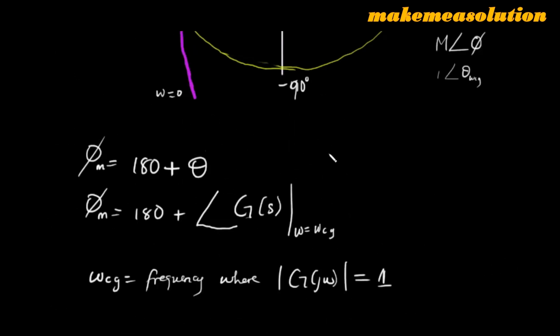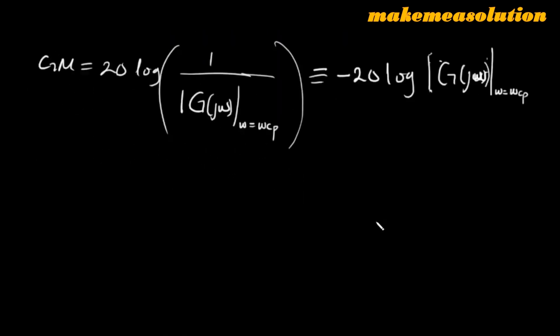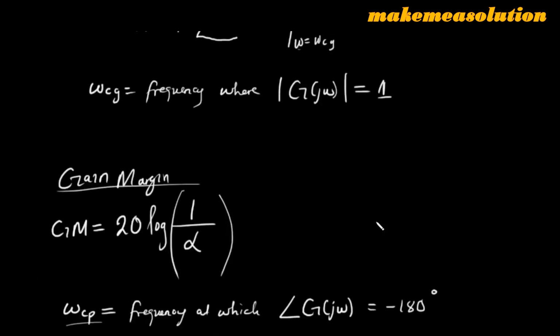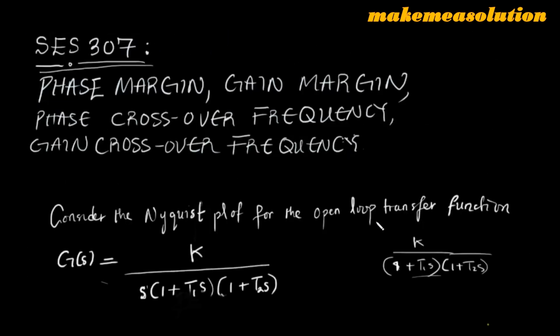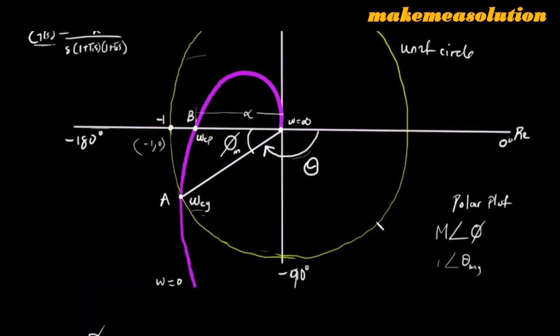So while we calculate our phase margin by finding the phase when the frequency is at the gain crossover frequency, in the following examples after this video we are going to use our knowledge of phase margin, gain margin, phase crossover frequency, and gain crossover frequency to test the stability of systems.